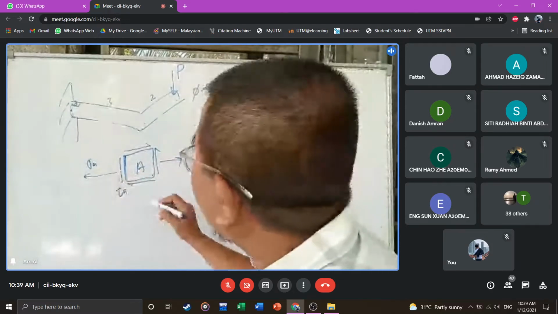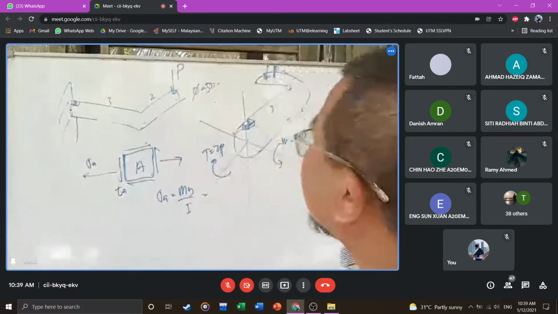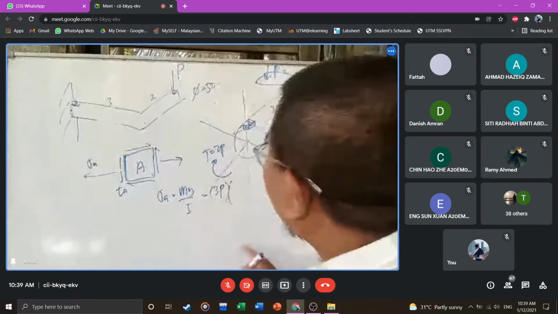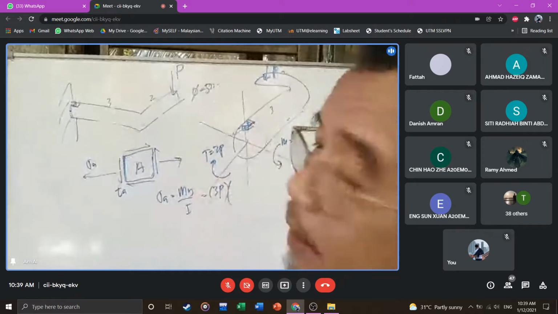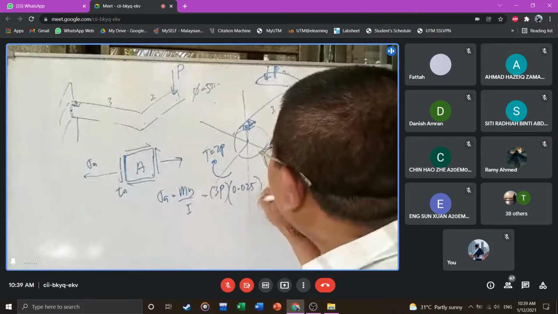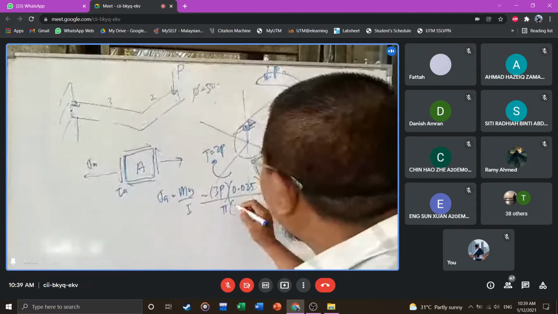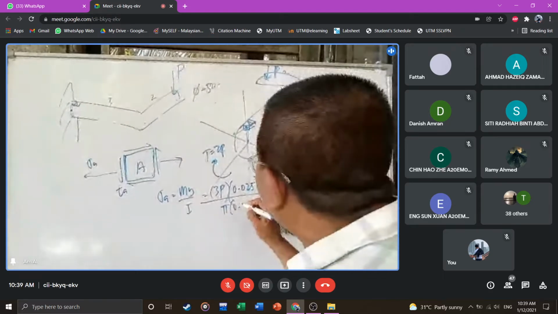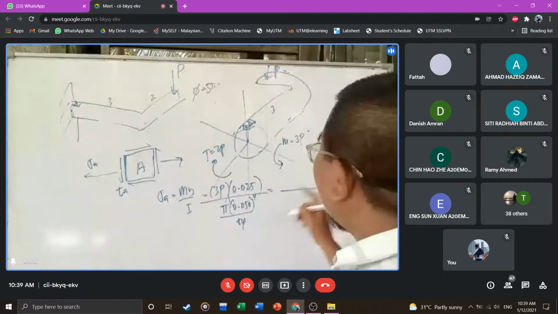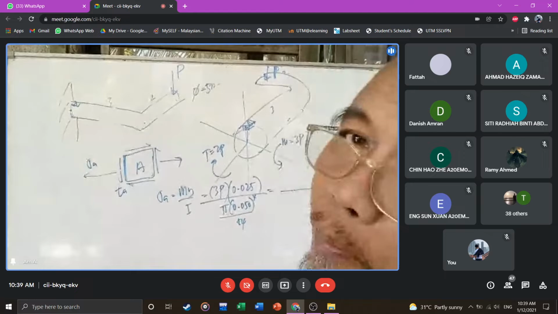So what is the value of sigma A? Sigma A is equal to M y over I. Your M is in front of you there. Your M is 3P. Your y is half of that 50. That's your y there. Half of 50, 25, 0.025, this is in meters. And then your I, pi d to the power 4, 0.050 to the power 4 over 64. So what is the value in terms of P there?